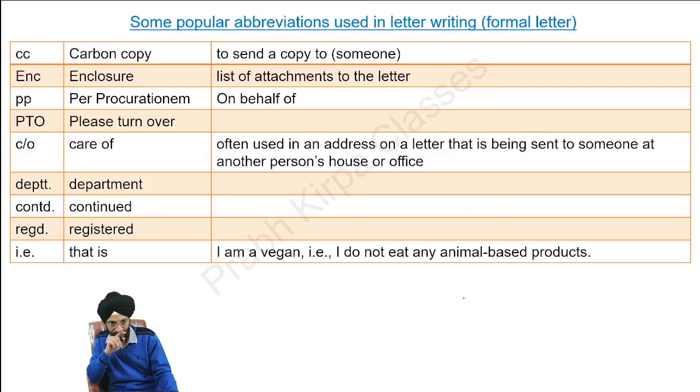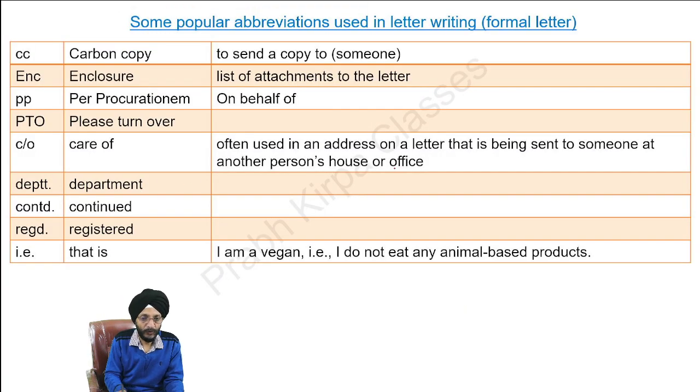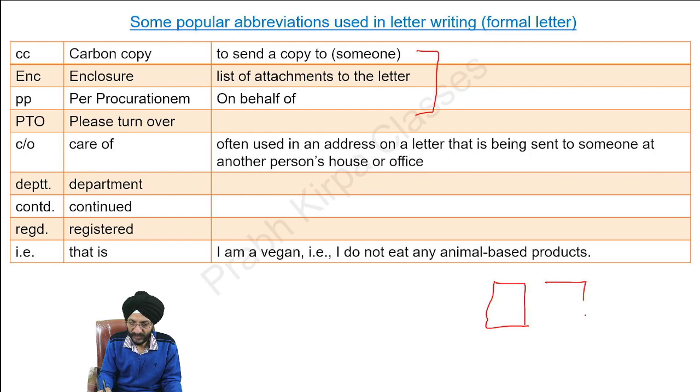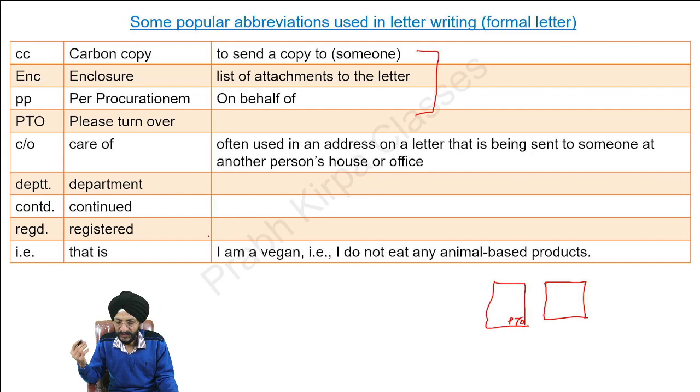Next, we have discussed these 3 points. Sometimes our letter may not finish in one page, so suppose this is the first page and our letter is not complete, we are starting the letter on the second page. So here at the last we will use PTO, which means please turn over. That is, the letter has not finished, it is continuous.